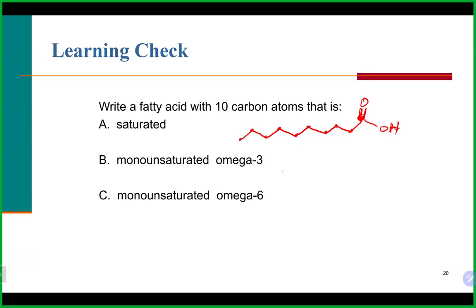Now, same deal here. We'll just draw the same way, and we'll have our carboxylic acid group. Monounsaturated means it has 1 double bond, right? And omega-3 means we should start at this end and count. So that would be 1, 2, and 3, right? That would be our double bond happening there. And omega-6 monounsaturated will look pretty similar.